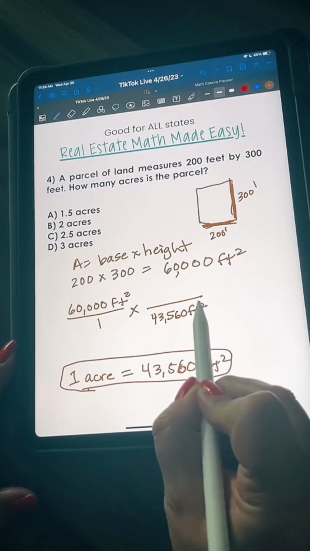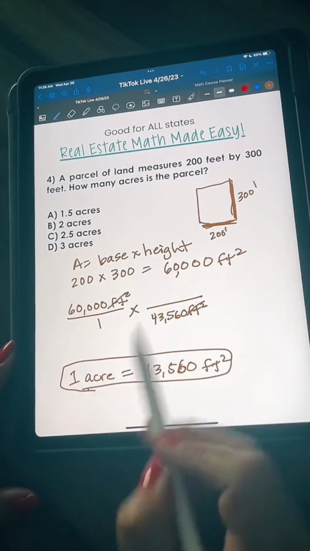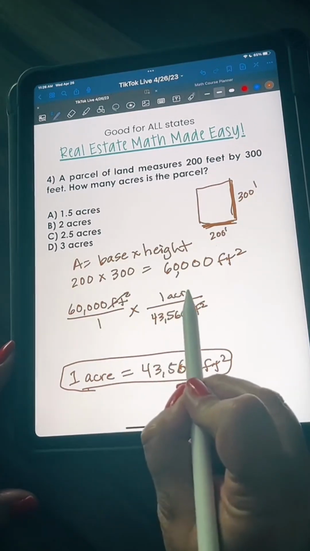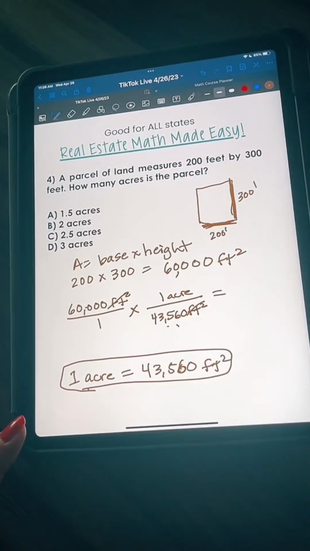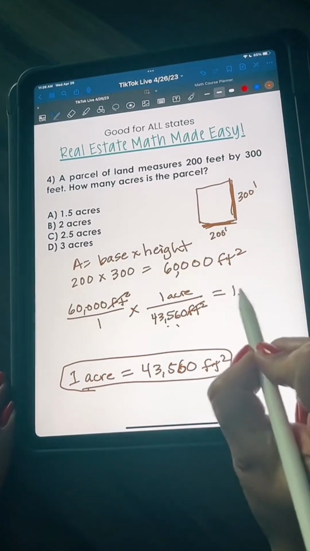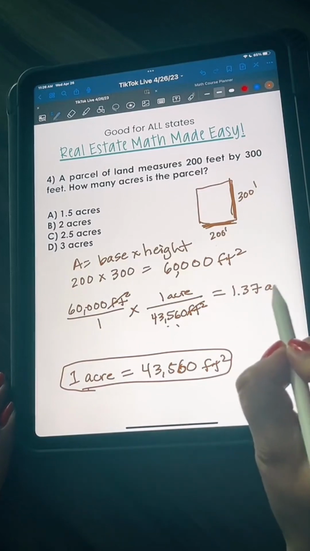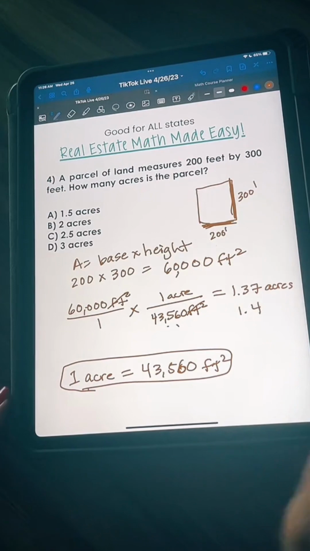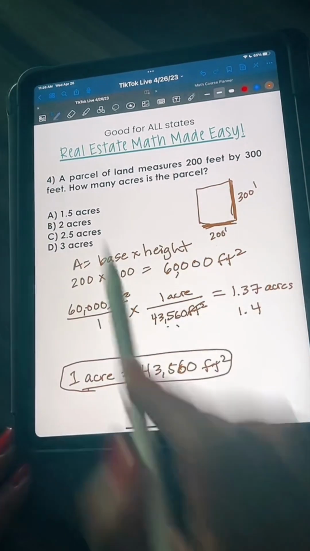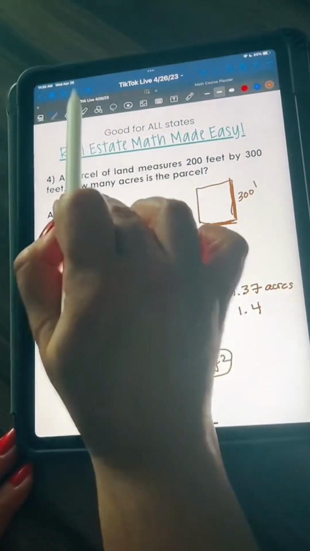43,560 square feet. And then we cancel that out, and that's going to equal 1 acre right here. So now we know that we have to just divide these. So when you divide them, 60,000 divided by 43,560 is going to give you 1.37 acres, which is about 1.4 acres. But since 1.4 is not there, we're going to use 1.5.